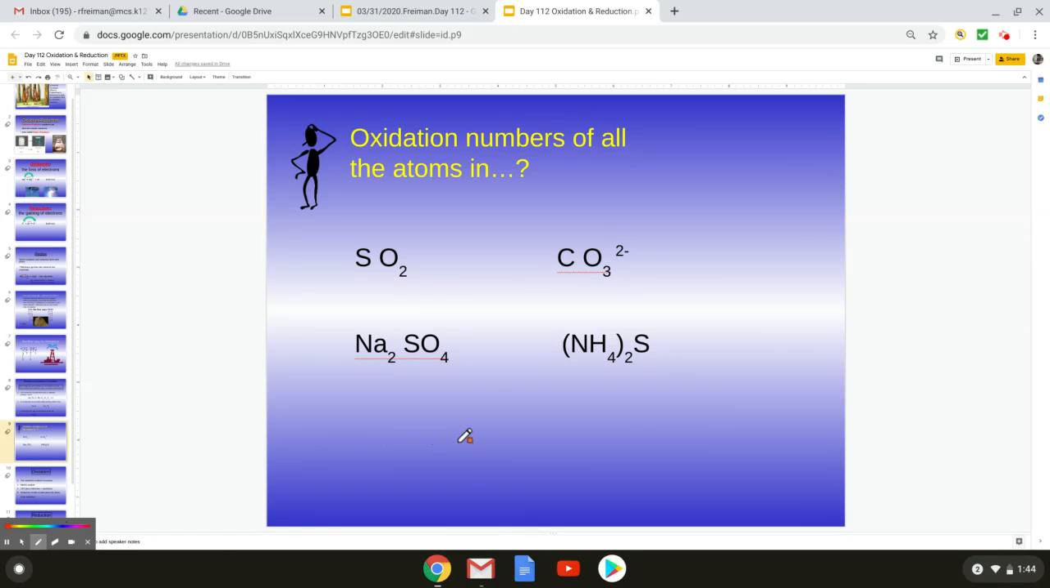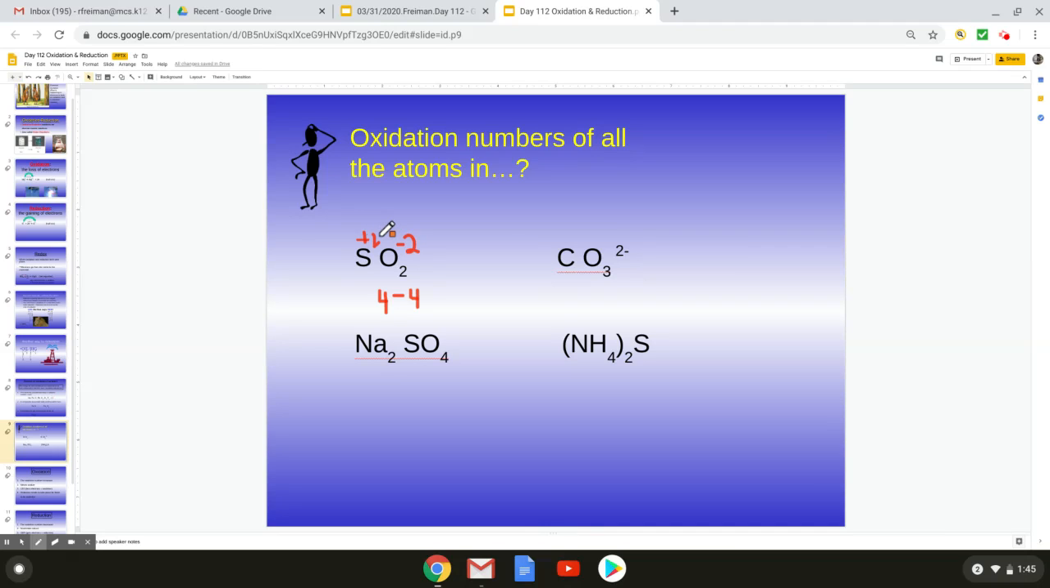So for this slide, what I'd like you to do is write down SO2, CO3 2-, Na2SO4, and NH4. What I'd like you to do is hit pause and then try to figure out what are the oxidation numbers. When you've got your oxidation numbers figured out, hit play again and let's see if you're right. So oxygen is always -2. What's 2 times -2? That's -4. What -4 gives us 0? +4. So sulfur's oxidation state in SO2, sulfur dioxide, must be +4.